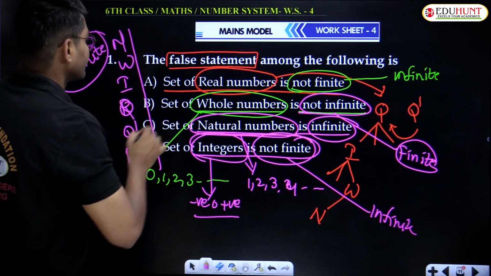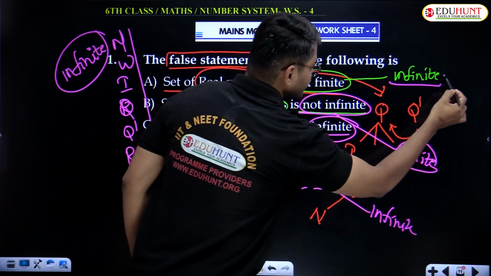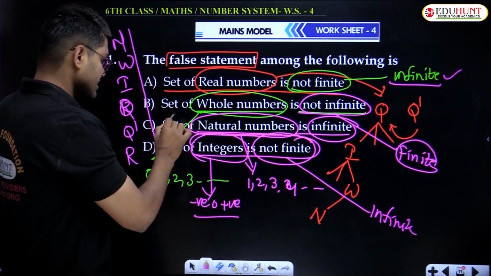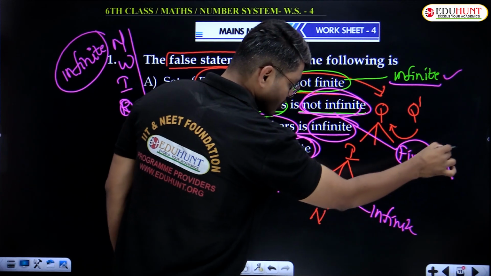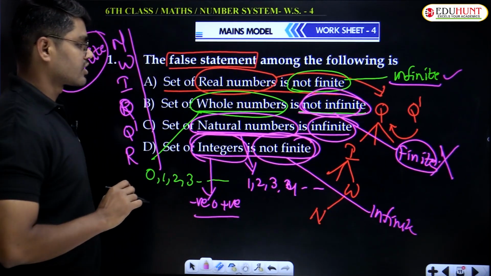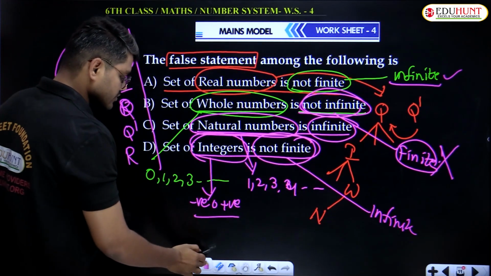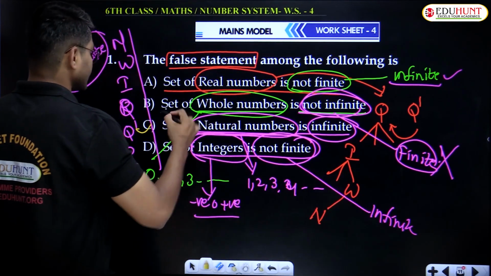See once. First statement, this is infinite. Okay, true. Next, whole numbers not infinite, that means finite. This is a wrong statement. This is a wrong statement. So the answer for this question is C.